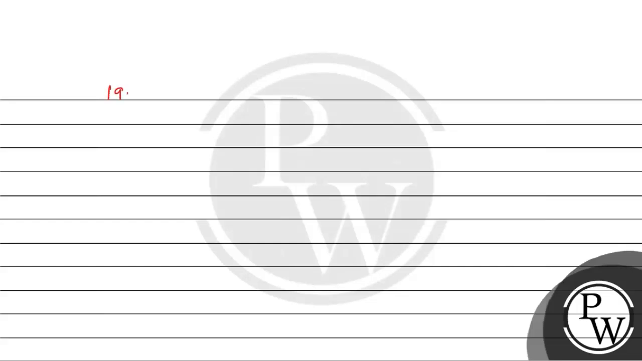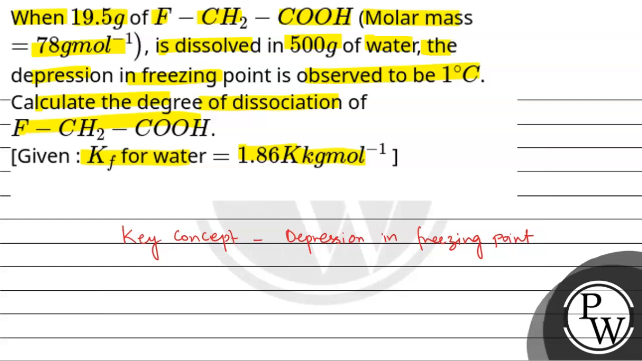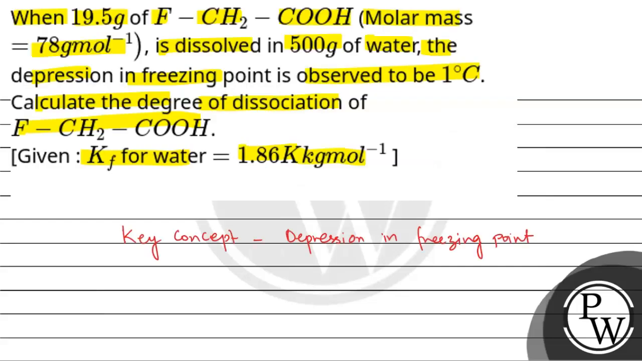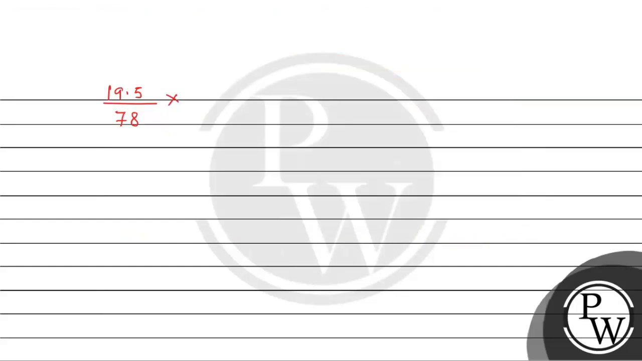So 19.5 upon molar mass of fluoroacetic acid, which is 78 gram per mole, 78, into 500 gram of water is given, so 1000 upon 500. This comes out to be 0.5 molar.